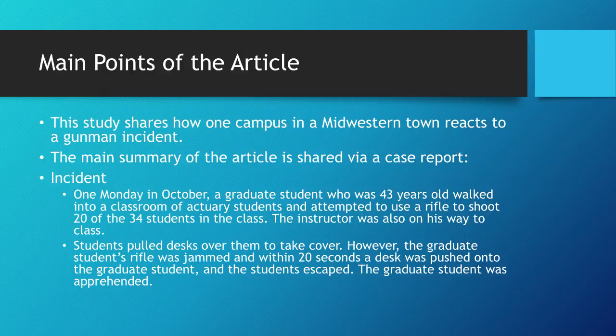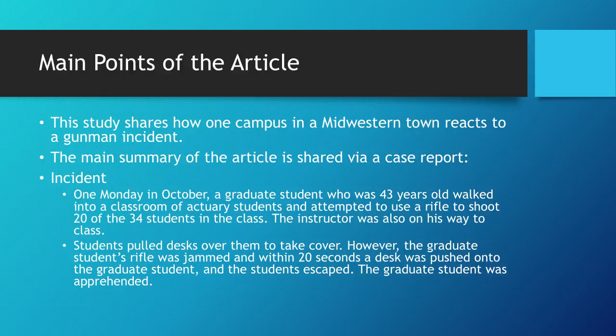The main summary of the article is shared via a case report method. Mainly the incident is that on a Monday in October, a graduate student who's 43 years old walks into a classroom of actuary students and attempts to use a rifle to shoot 20 of the students in class. The students end up pulling desks over them to take cover. However, the graduate student's rifle basically jams, and within those 20 seconds that he comes into the classroom, a student pushes a desk into him and the rest of the students in the classroom escape. Later, the graduate student was apprehended.